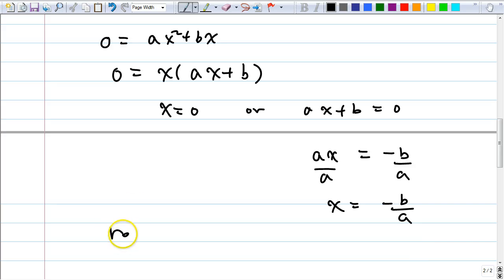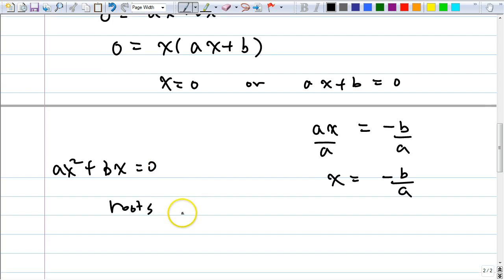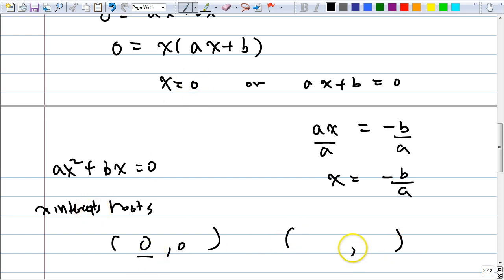So we found our two roots, or the x-intercepts, for this parabola ax squared plus bx equals 0. Let's write down the actual ordered pairs. If x is 0, guess what? Your y is also going to be 0, because these are x-intercepts, and we know y is always 0. So one of them is (0, 0). What's the other one? Negative b over a, comma 0.